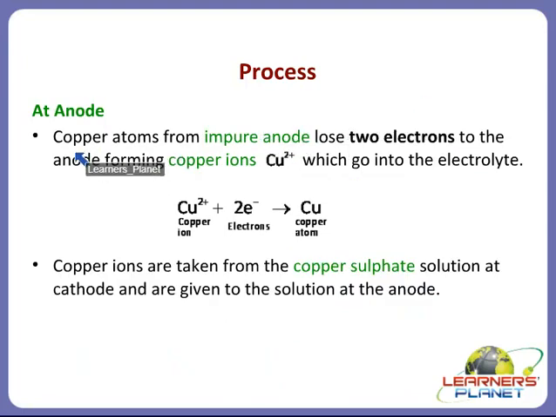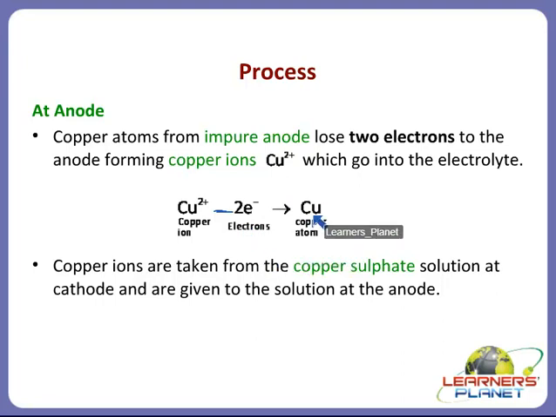At the anode, the anode is what, children? Is it a positive or a negative electrode? Positive electrode. So copper atoms from the impure anode lose 2 electrons to the anode, forming copper ions. So here what is happening, children? Here it is losing 2 electrons. So what is the sign to be put here? It is minus.